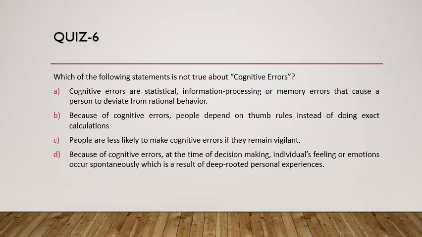So obviously we are left with option D, which says that because of cognitive errors at the time of decision making, individuals' feelings or emotions occur spontaneously, which is a result of deep-rooted personal experiences. And this is all about emotional biases. It is not about cognitive errors. So the answer is D.